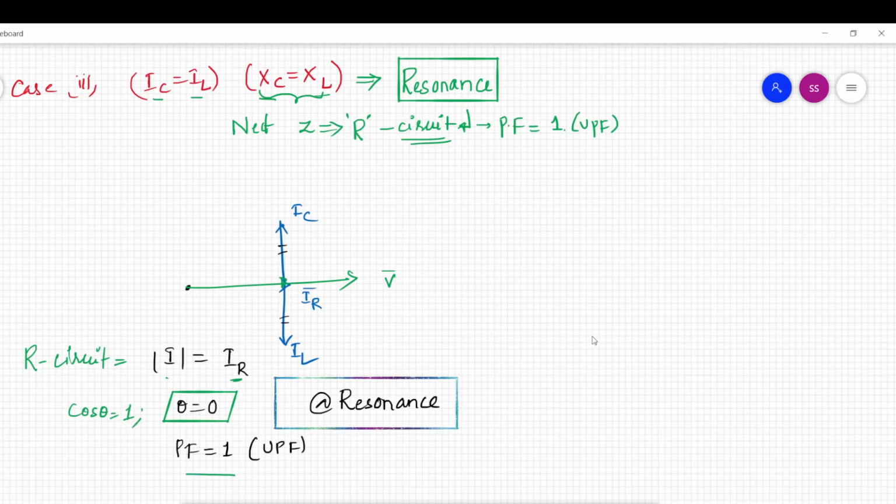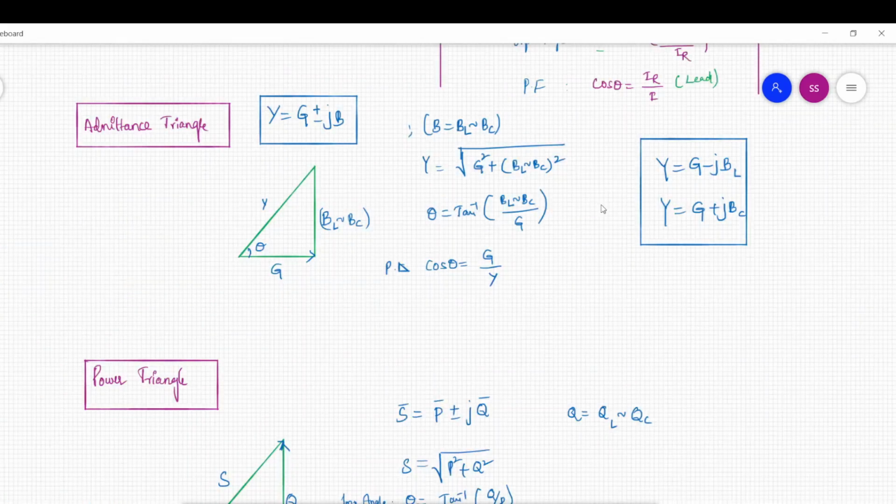Now this is about parallel RLC circuits, 3 cases. Now let us see the admittance triangle and the power triangle. First, the admittance triangle: Y equals G plus jB. Here B can be the difference of BL and BC. So Y can be G minus jBL for inductive circuits and Y can be G plus jBC for capacitive circuits. This is valid for both circuits. So you know how to find the magnitude, phase angle and power factor.